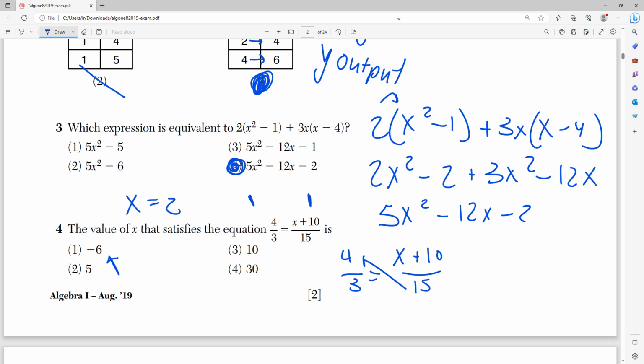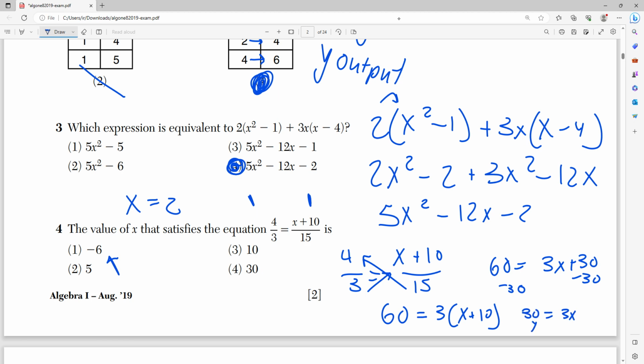I'm going to draw my arrow to see what I have to multiply. I have to multiply by 15 and 4, so 15 times 4 is 60, and I'm going to write an equal sign. Next, I'm going to multiply x plus 10 by 3, so 3x plus 30. This is equal to 60. So 60 is equal to 3x plus 30, subtract 30 on both sides. You get 30 is equal to 3x, x is equal to 10. Moving on.